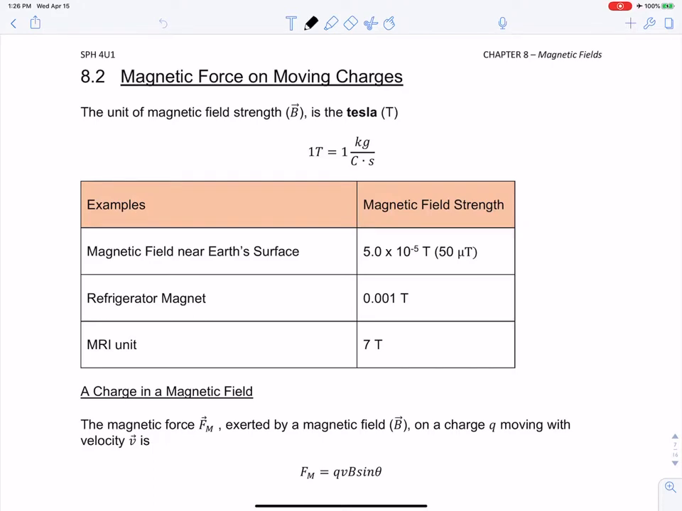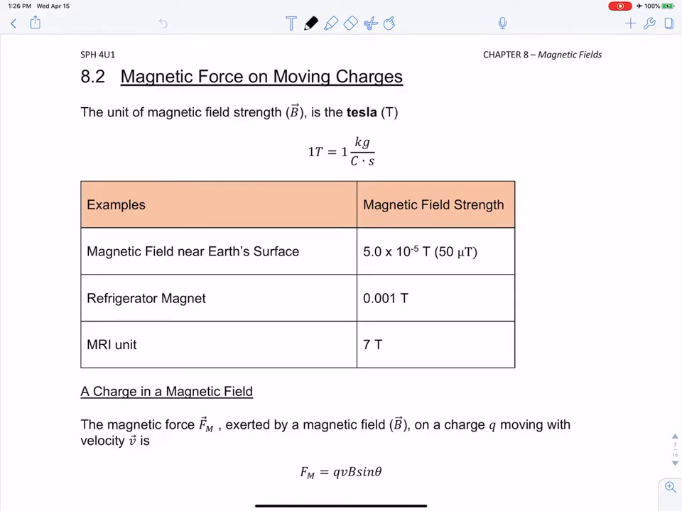A refrigerator magnet is much stronger. And its magnitude, the magnetic field strength, is 0.001 Tesla. So even though this is a comparatively stronger magnet than the Earth's magnetic field, it still has a small value for its magnetic field strength.